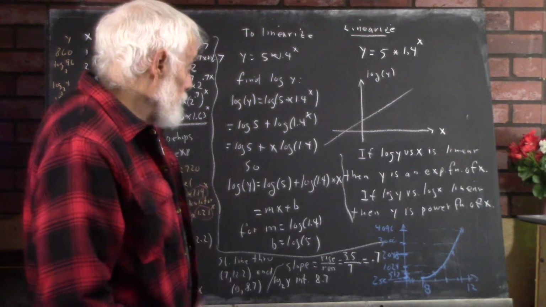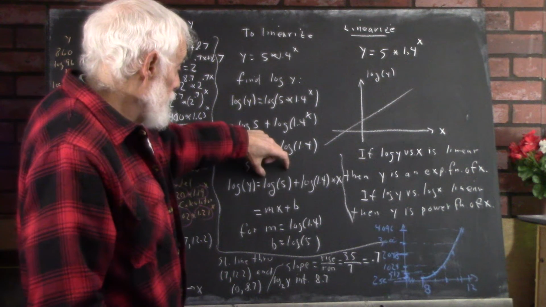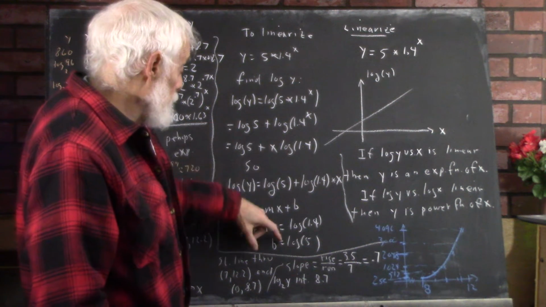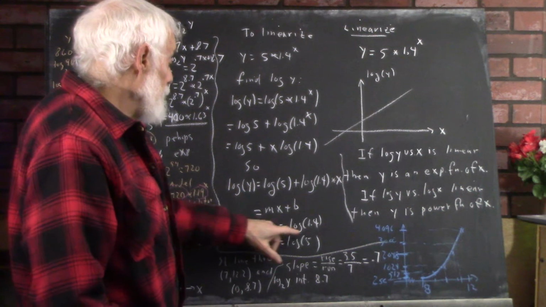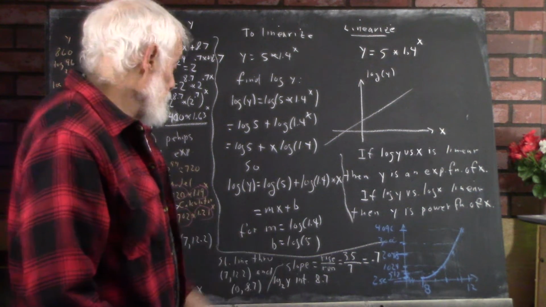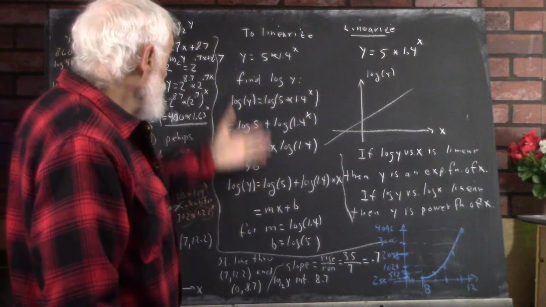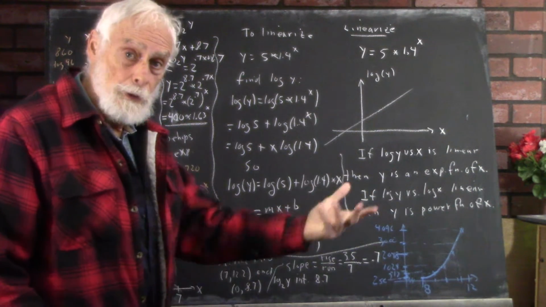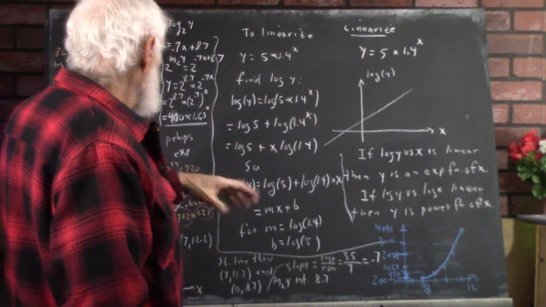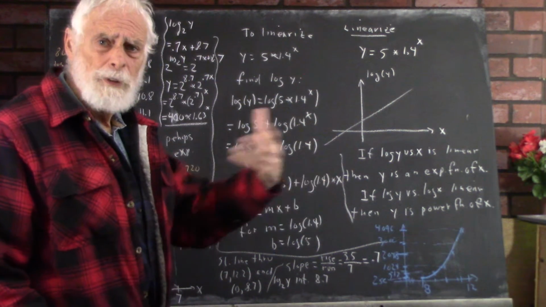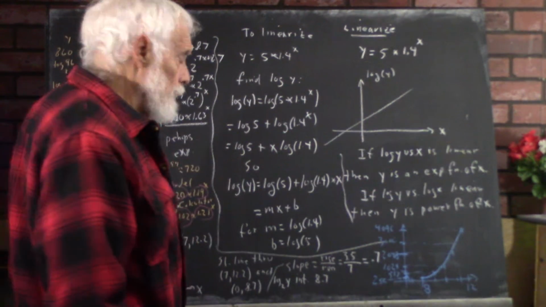m is your log of 1.4. And you have plus a log 5, that's your b. That's mx plus b with m equal this, b equals this. So this linearizes the exponential function. It's quite straightforward, as long as you remember the rules. But until you've done it a few times, it's going to seem unfamiliar and a little weird.